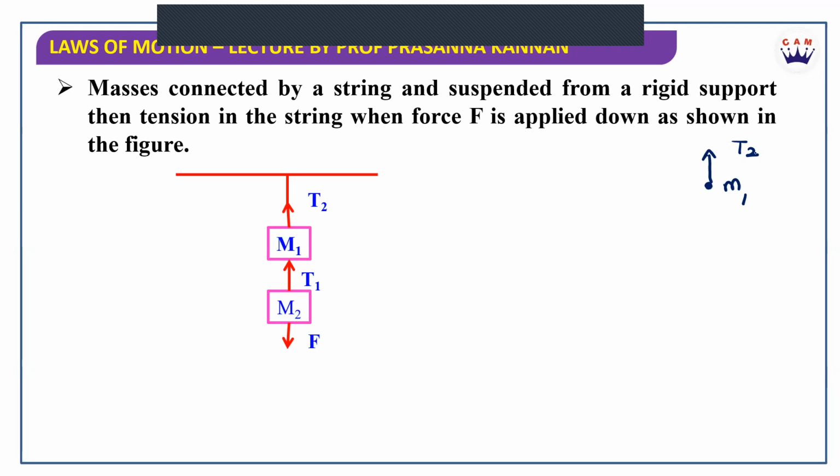Because common sense. This tension is the one which is keeping this mass held, correct or not? So on M2, the force is upwards. On M1, what is that wire doing? Pulling it down, correct or not? So the force is downwards for M1. Any other force acting on M1, students? Gravitational force, its own weight, correct? So what is the additional force?